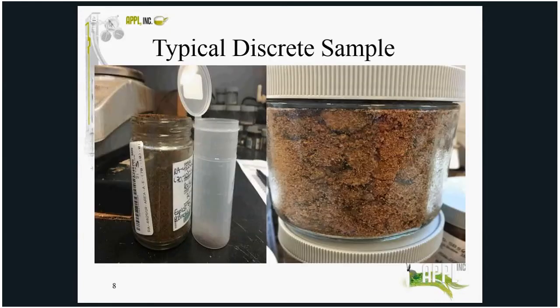This is what a typical discrete sample looks like. The small amount of soil in the plastic digestion vessel is all that is required to be run for the EPA metals method. The definition of correct sampling procedure occurs when every particle in the sample has the same probability of being selected for the subsample.